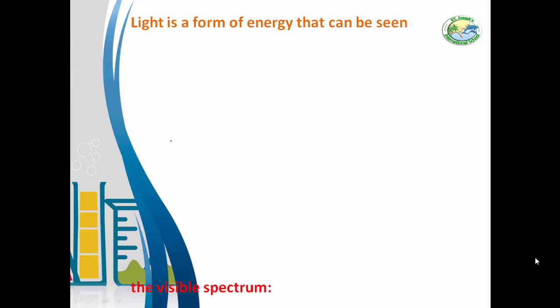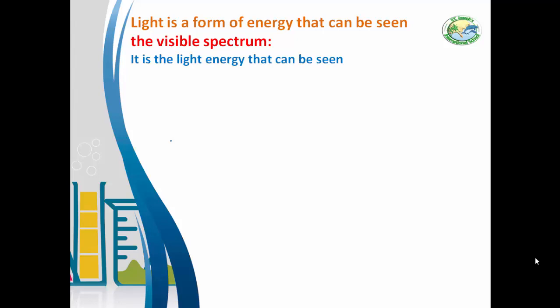And also we can say that the light energy that can be seen is known as visible spectrum. So what is visible spectrum? It is light energy that can be seen.